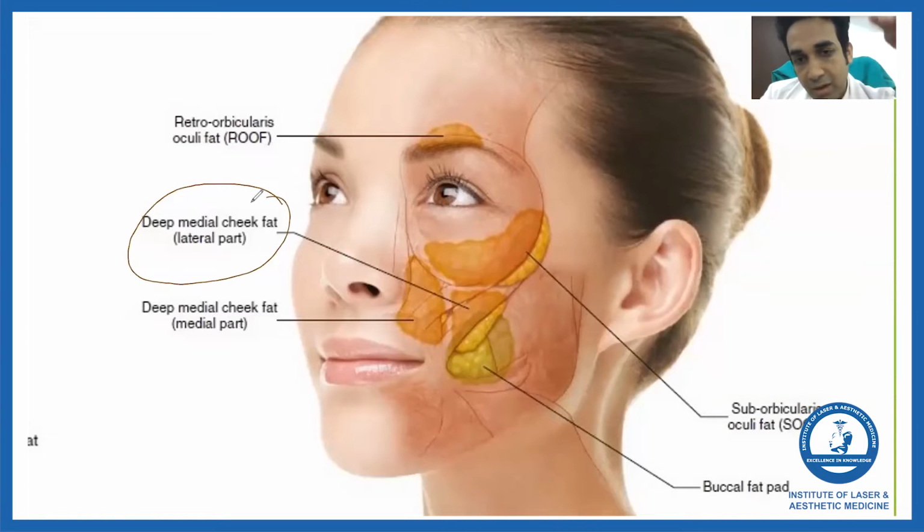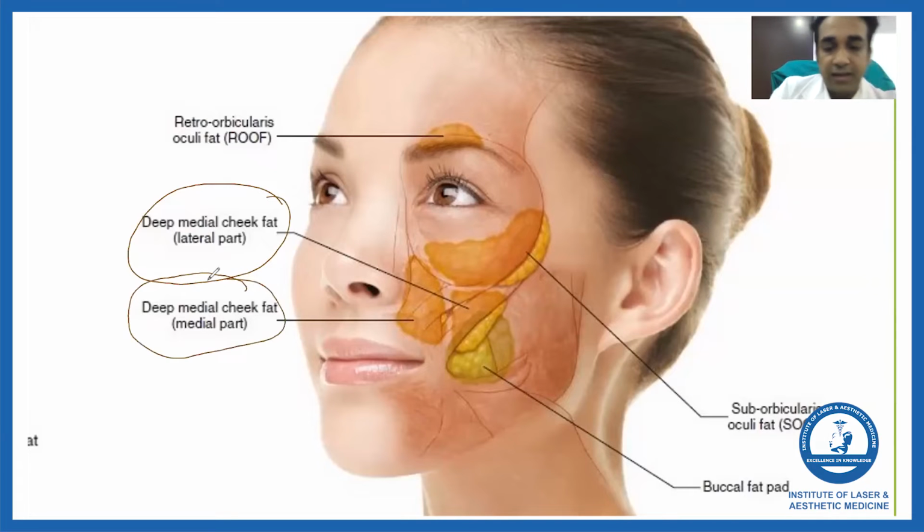This is lateral to the muscle, right? And the other, zygomaticus minor, underneath that, there is a deep medial fat. So something which is towards the lateral head of the zygomaticus major is the lateral medial cheek fat. Something which is underneath the zygomaticus minor is the deep medial cheek fat.